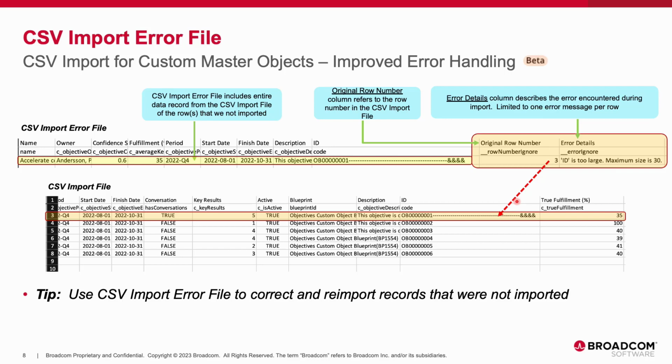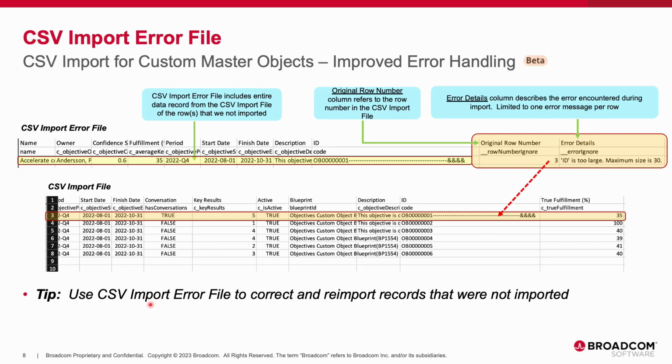Now, one thing to note is that in the error detail, we can only give one error message per row. So if you have multiple issues related to that particular row, it would only give you one error message. Usually it's from left to right regarding the issues related to the row, but it may not be exactly that, depending on how things are processed on the back end.